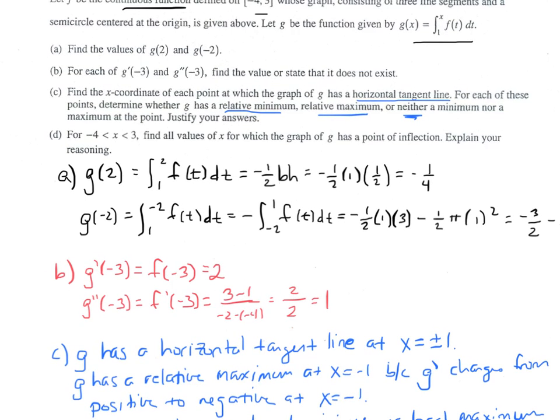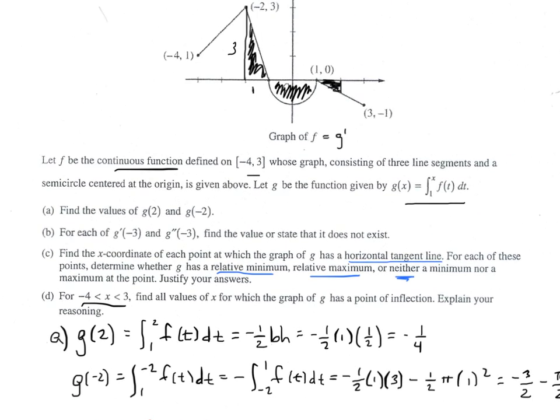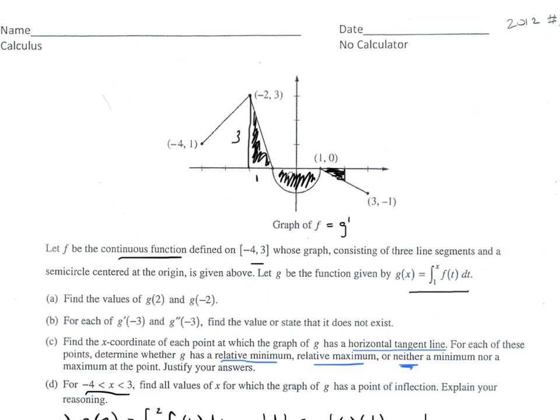Okay, last part, part D. On our interval from -4 to 3, find where the graph of g has a point of inflection. Well, the point of inflection is going to be where g double prime changes sign, and g double prime is f prime. So we want to know where f prime changes sign. f prime changes sign where f either goes from increasing to decreasing or from decreasing to increasing.